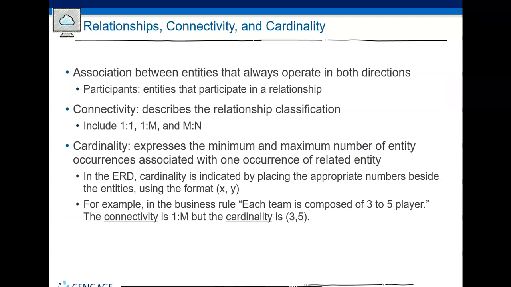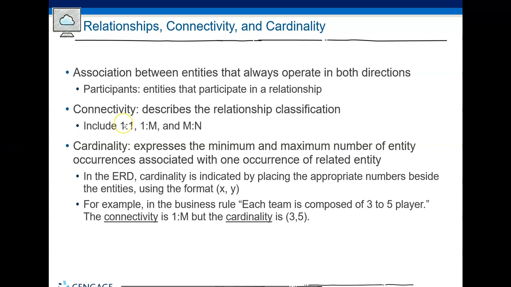All right, so relationships, connectivity, cardinality. Let's see what they mean by connectivity and cardinality. Association between entities that always operate in both directions. Participants, entities that participate in a relationship. Connectivity describes the relationship classification. So to me, that's cardinality, but I guess cardinality is a more specific version of connectivity. So the classifications are 1-to-1, 1-to-many, or many-to-many. Those are the classifications. You're pretty much not going to have anything besides that.